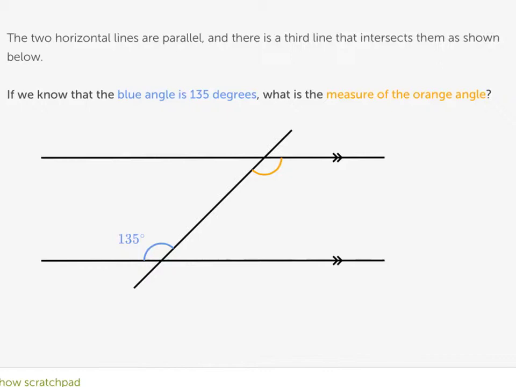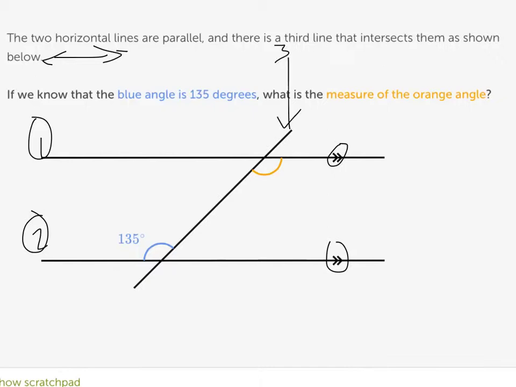Okay, so the problem says the two horizontal lines, horizontal means side to side, that'd be this one and this one, are parallel, which means they have the exact same slope. Right there and right there indicates that they're parallel. And there's a third line that intersects them as shown below. That'd be this little guy. If we all know that the blue angle is 135 degrees, which they've labeled, if they didn't, I would. And what is the measure of the orange angle?